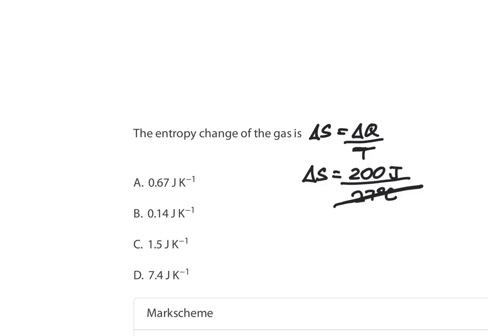And we know the temperature is 27 degrees Celsius. What? I don't think so. Celsius is for amateurs. We use Kelvin. Besides, they're kind of tipping you off in the units. Look at the units on the answers. Joules per Kelvin, not joules per degree Celsius, right? So we have 200 joules over 300 Kelvin. That gives us an entropy change of 0.67.